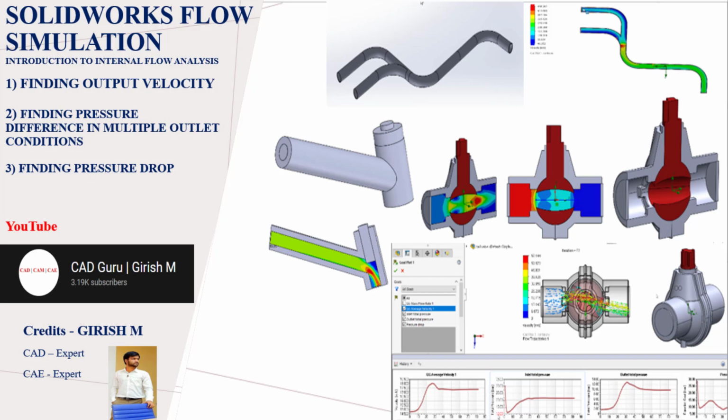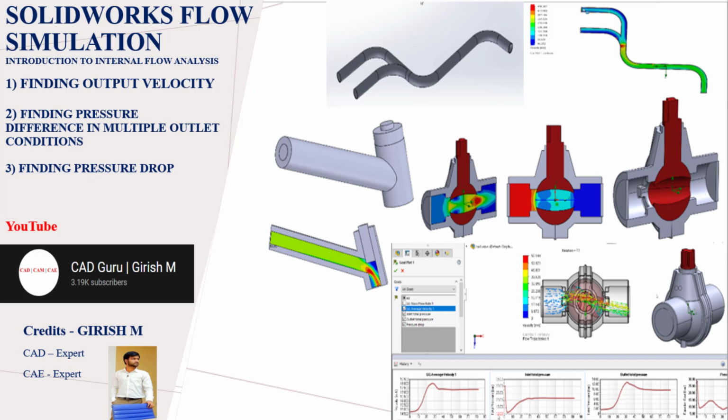Okay, so in this we'll see three examples. One is finding out the gauge output velocity and even finding out the pressure difference between multiple outputs if you are having. Okay, and then finally in the third case study we'll have a look on how to deal with the pressure drop analysis by using a simple valve, taking into account and running the SolidWorks flow simulation.